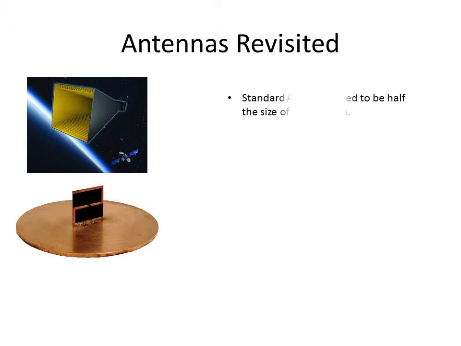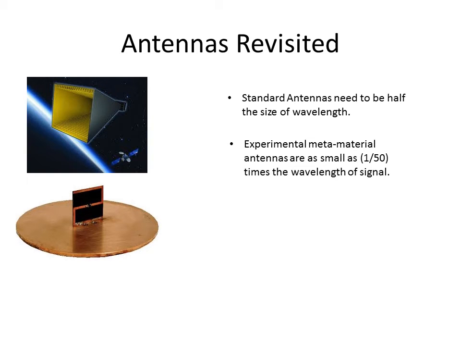Standard antennas need to be at least half the size of the signal wavelength to operate efficiently. At 300 MHz, for instance, an antenna would need to be half a meter long. In contrast, experimental metamaterial antennas are as small as 1/50th of a wavelength.